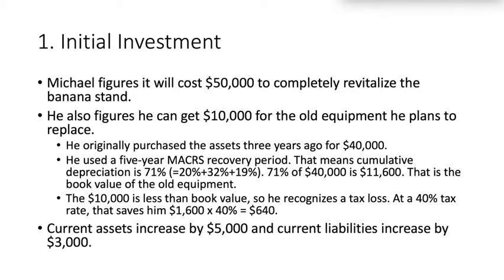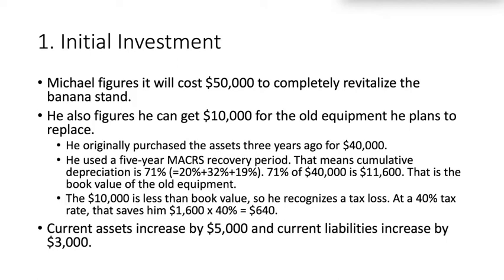So, as for the initial investment, Michael figures that it's going to cost about $50,000 to completely redo the banana stand. But at the same time, he figures he can get about $10,000 for the old equipment that he plans to replace. And what makes it tricky here is that when he sells the old equipment, he may owe taxes or he may save taxes. But we have to consider the net proceeds taking into account taxes. And so it's a little bit complicated.